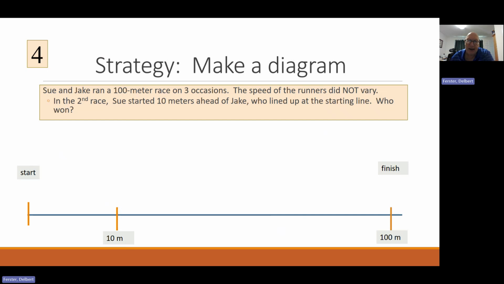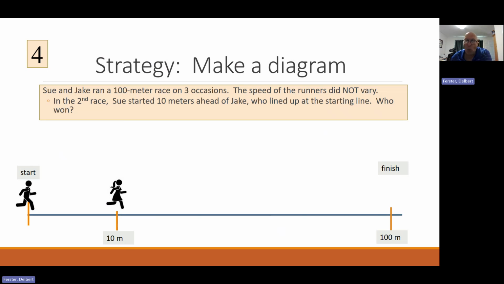All right, so Jake lining up to go again. Speed doesn't vary this time though, because Jake gets tired of winning all the time. He says, Sue, why don't you start 10 meters before the start line? So Sue's going to line up right there 10 meters before the start line, and Jake lines up on the start line, and they go.